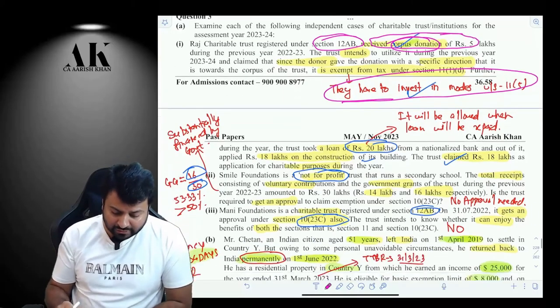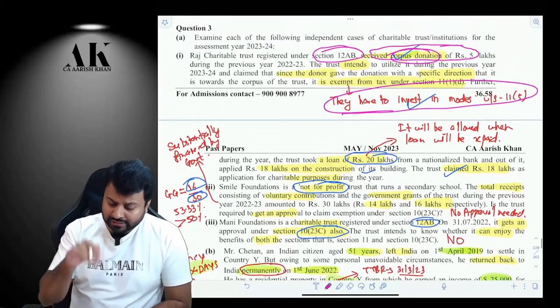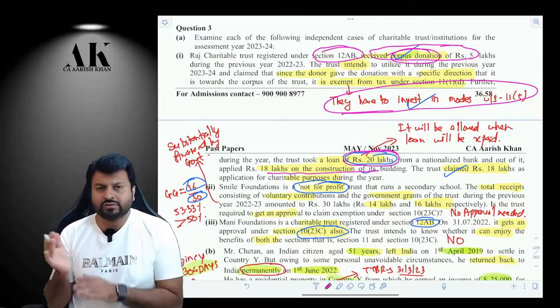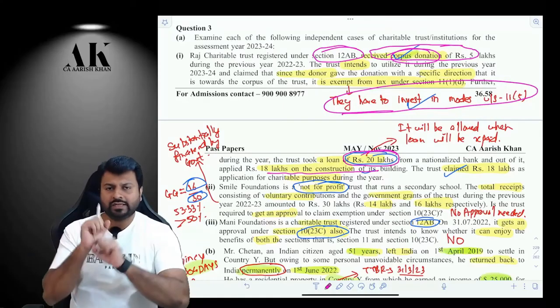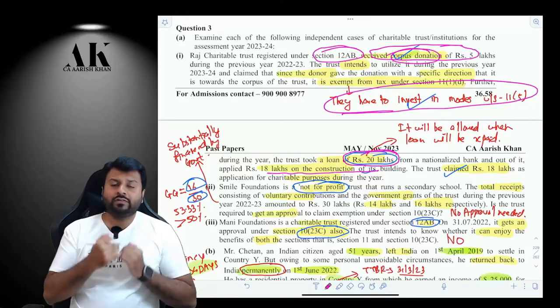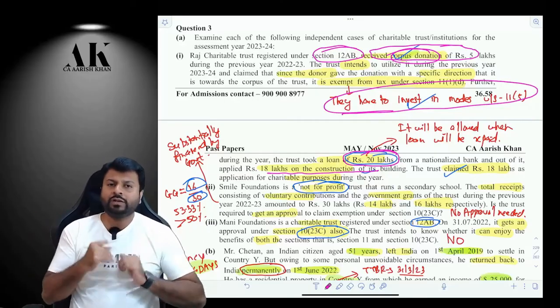Okay, the second question, what does it say? In this question only, there is a second question. They have taken a loan of 20 lakh rupees and they have used that loan to construct a building. Now, they are asking the deduction of this 18 lakhs. Not allowed. The loan which you have taken for construction will not be allowed as deduction when you use it for construction.